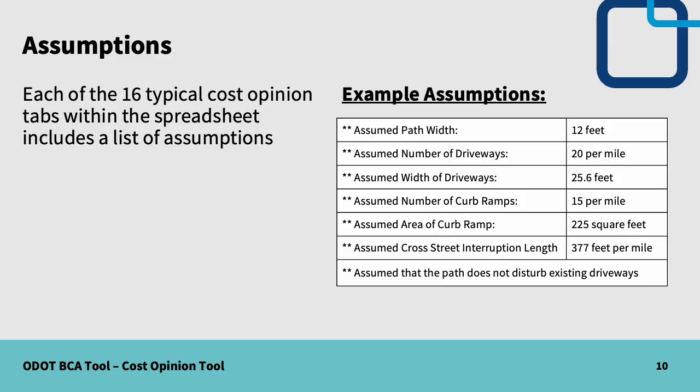Each of the 16 typical Cost Opinion tabs within the spreadsheet includes a list of assumptions, which vary based on the project element. In the example on this slide for the shared use path cost, the assumptions include path width, number of driveways, width of driveways, number of curb ramps, the area of each curb ramp, and the assumed length of cross-street interruptions per mile. Even though these assumptions are per mile, the cost opinion is per 1,000 linear feet.